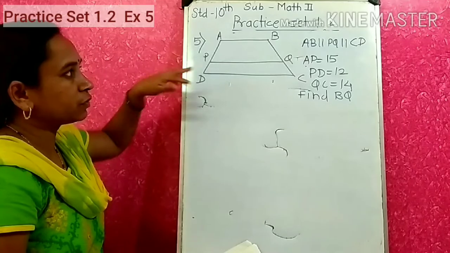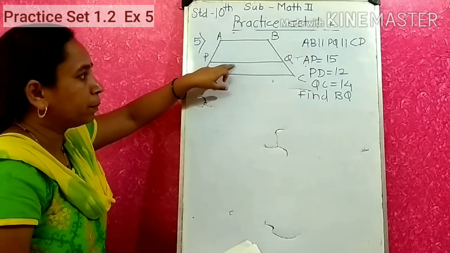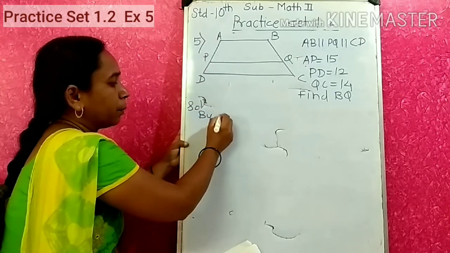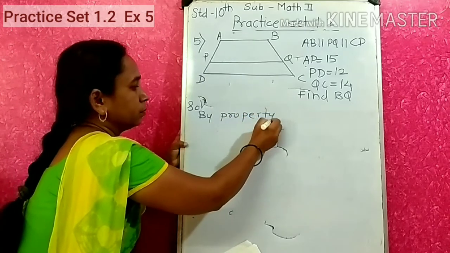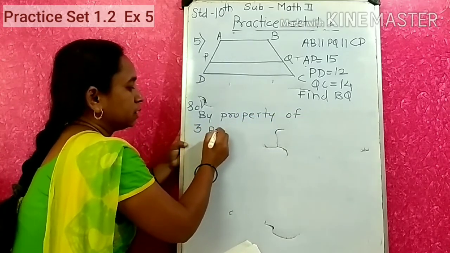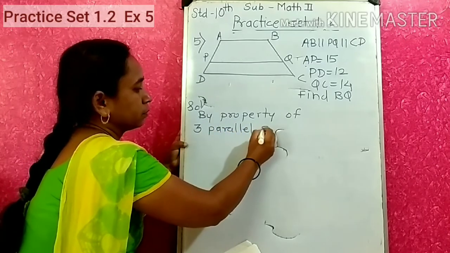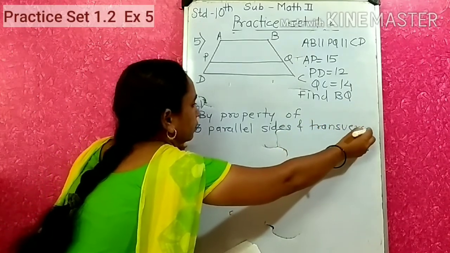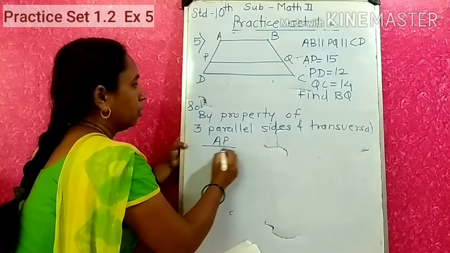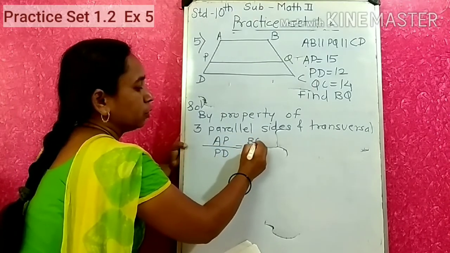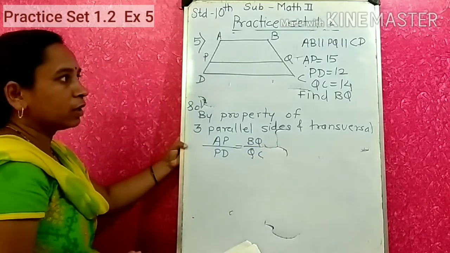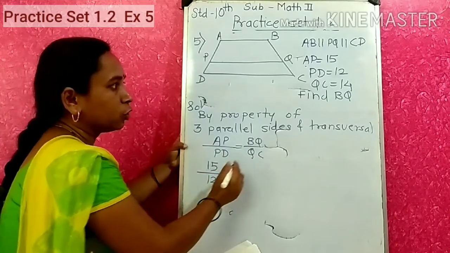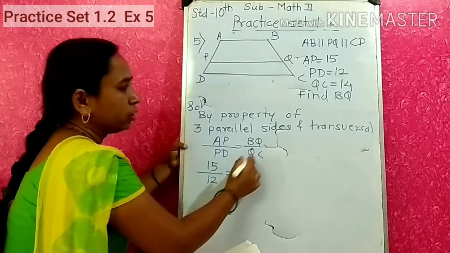Fifth example. In this fifth example, AB is parallel with PQ, PQ is parallel with CD. So, solution: by the property of three parallel lines and transversal, we can get AP upon PD is equal to BQ upon QC. What is AP? AP is 15, PD is 12, is equal to BQ, which we have to find out, upon QC is 14.